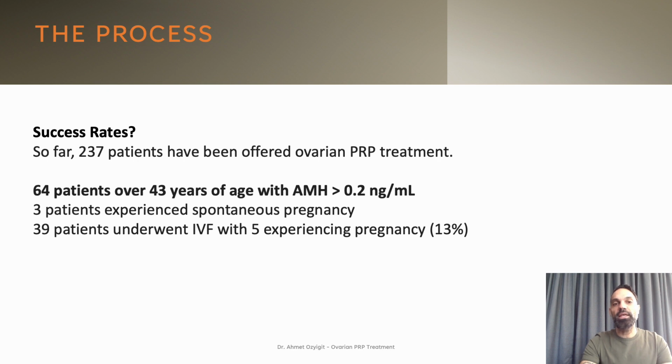So considering pregnancy rates in women over 43 years of age, 13% is actually quite a good number. And again, keeping in mind these are patients who've gone through IVF cycles before, who've gone through other treatments before and couldn't get success.